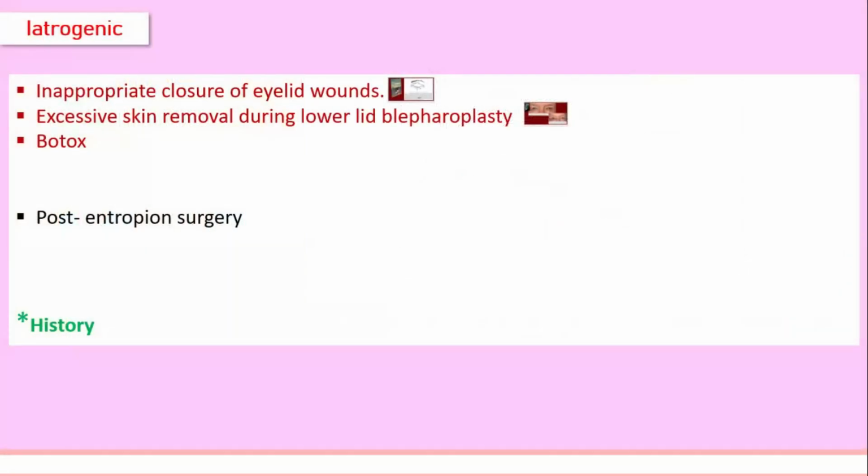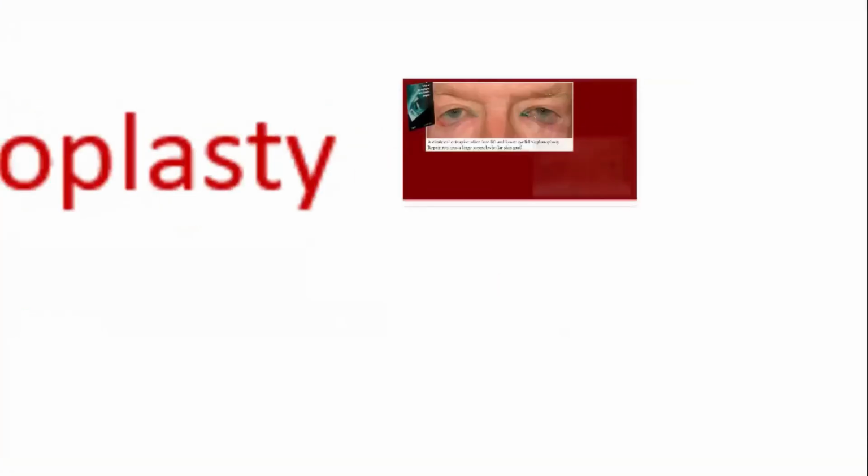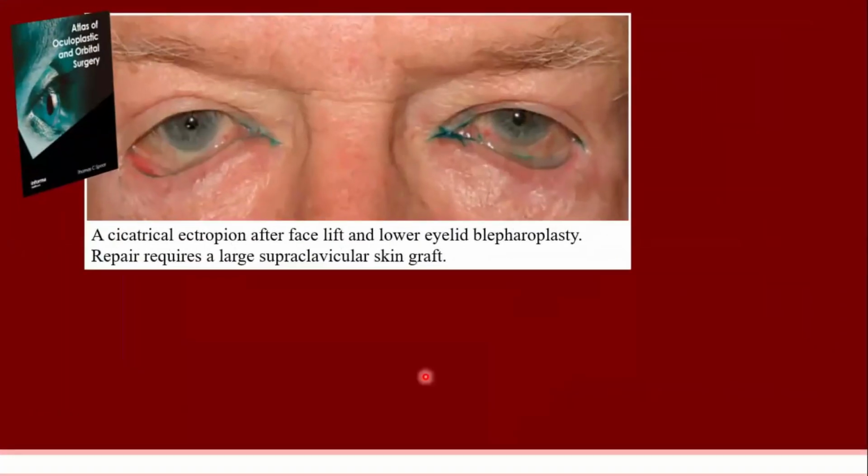Another cause of iatrogenic ectropion is excessive skin removal during lower lid blepharoplasty, like in this photo. This patient, according to the reference, had cicatricial ectropion, as you can see here, mainly in the lateral part of the lower eyelid after facelift and lower eyelid blepharoplasty. And I said before how we can avoid such a complication.